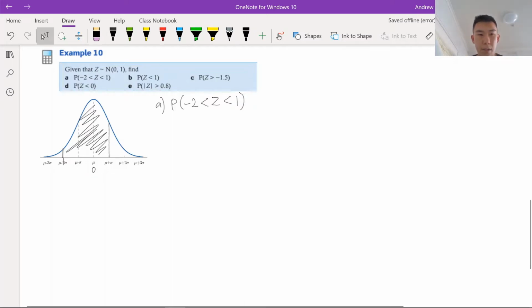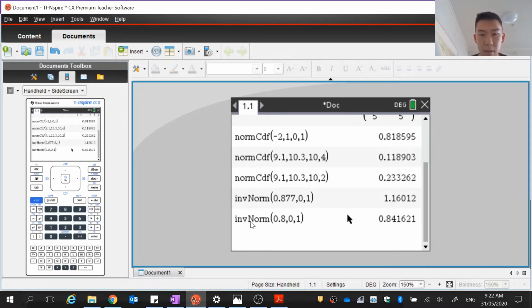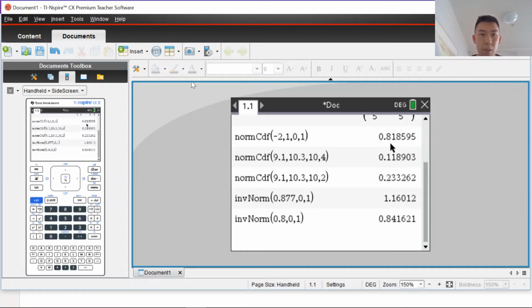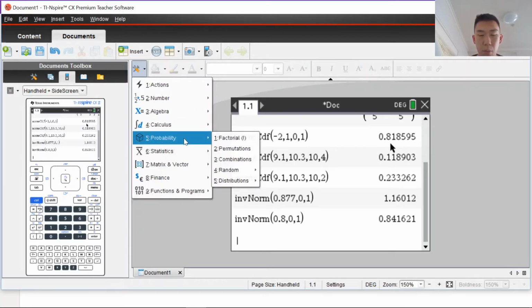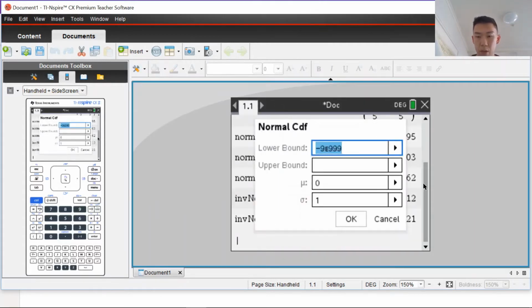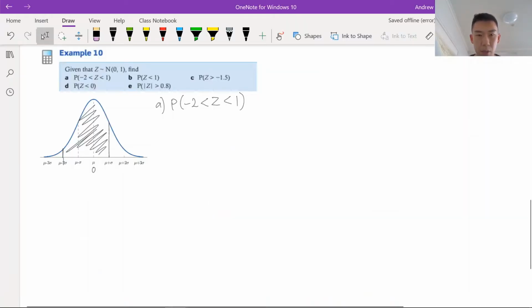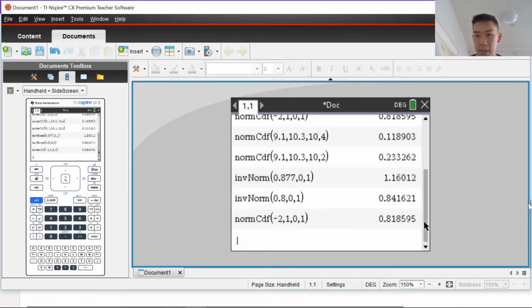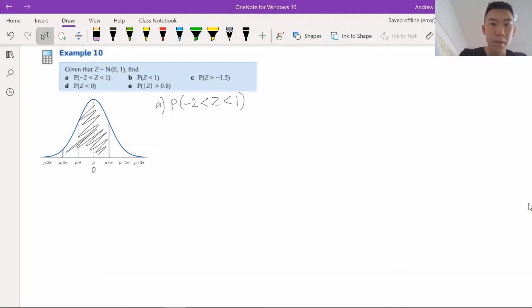Now we go to our calculator, probability, distributions. Now we want normal CDF. Our lower bound is -2, our upper bound is 1. Our mean is 0, our standard deviation is 1, because that's given. Press OK. Yep, there we go. 0.8186.